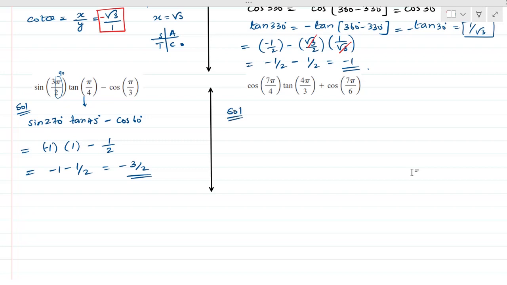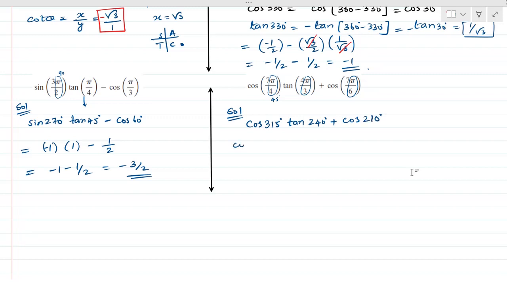Now the next one is the same rule. We will have 45 into 7, which is cosine 315 degrees. I will convert first in terms of degrees, then I will go with the reference angle. And this one is 60. Pi over 3 is 60. 60 into 4 is 240, tan 240, plus pi over 6 is 30. 30 into 7 is cosine 210.